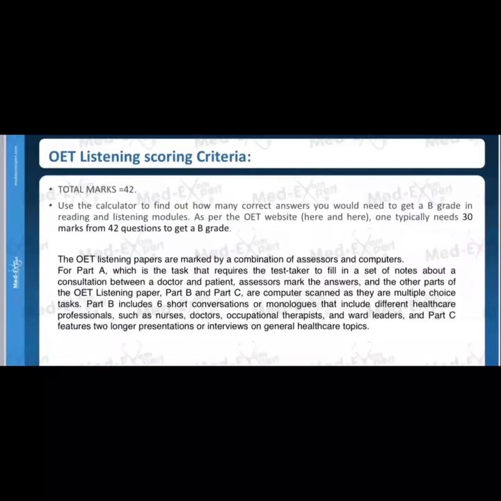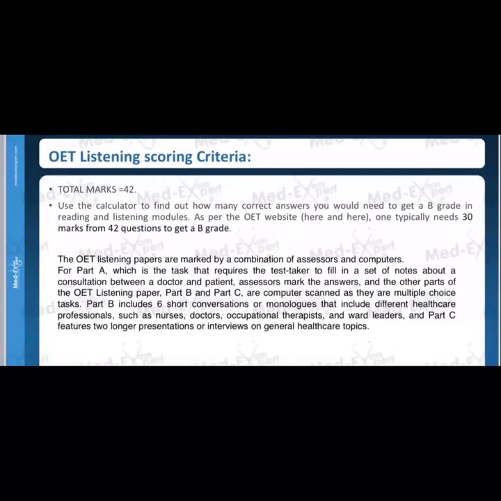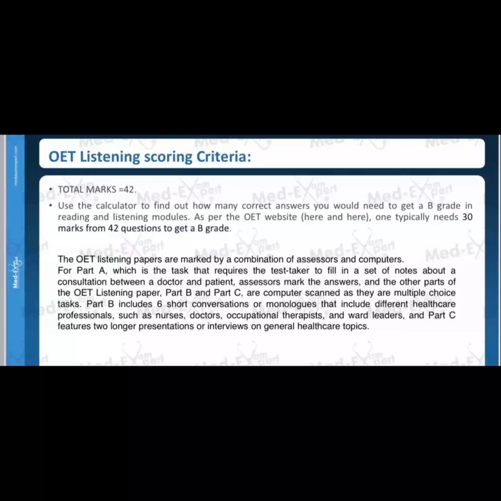So we are going to start with OET listening scoring criteria, because we know that listening is the first subtest of the OET exam. The total marks for the listening is 42. Use the calculator to find out how many correct answers you would need to get a grade B in reading and listening modules. As per the OET website, one typically needs 30 marks from 42 questions to get grade B. If you are acquiring 30 marks, you can get grade B in the listening module.